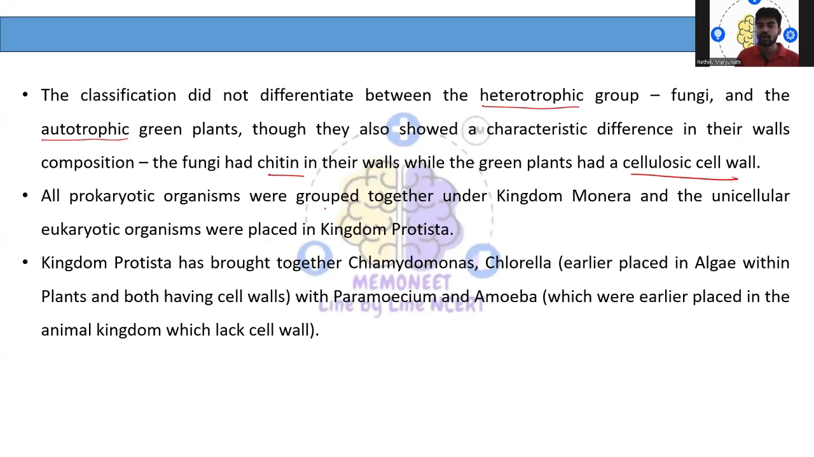Kingdom Protista brought together Chlamydomonas as well as Chlorella, which were earlier placed in the kingdom algae within plants, and both have cell walls. They were brought to the kingdom Protista based on their characteristics. Paramecium and amoeba, which were earlier placed in the kingdom Animalia, normally lack a cell wall, right? Those were also brought to the Protista kingdom.